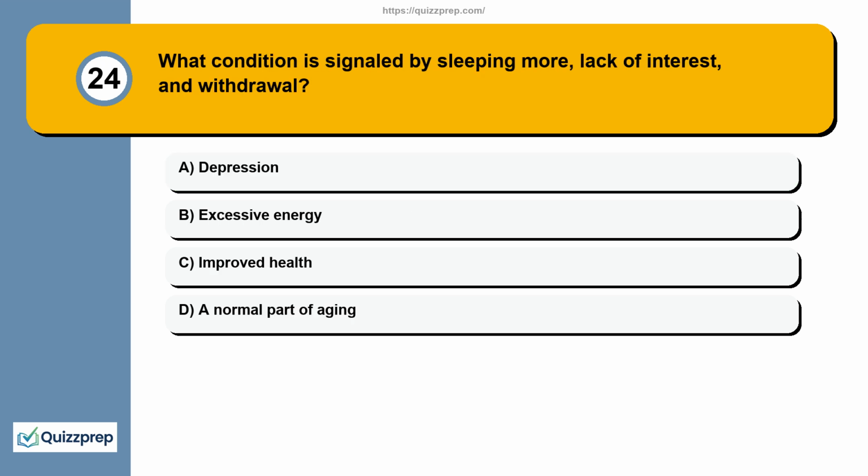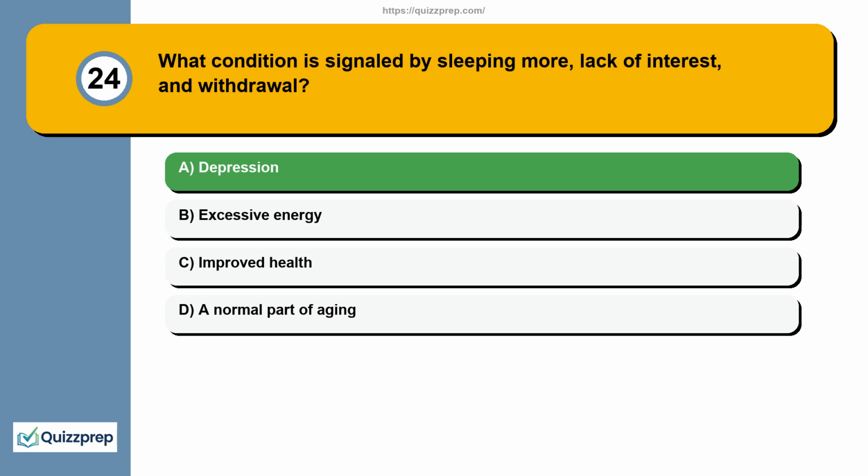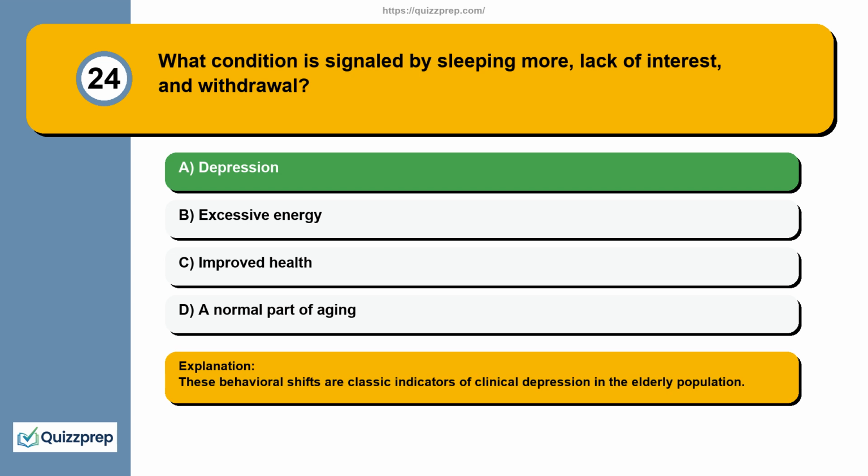Question 24. What condition is signaled by sleeping more, lack of interest, and withdrawal? Depression, excessive energy, improved health, a normal part of aging. These behavioral shifts are classic indicators of clinical depression in the elderly population.